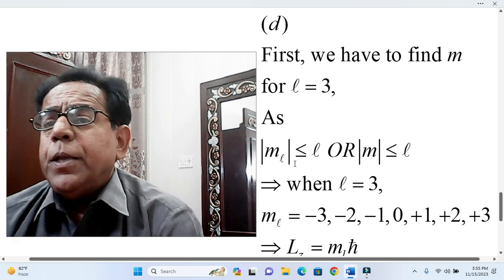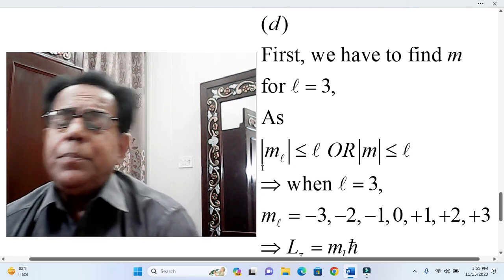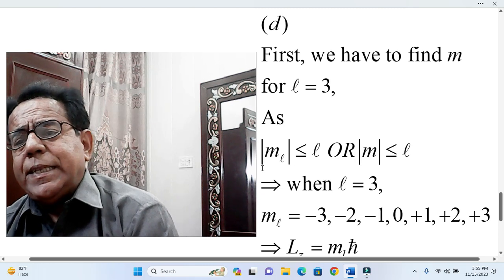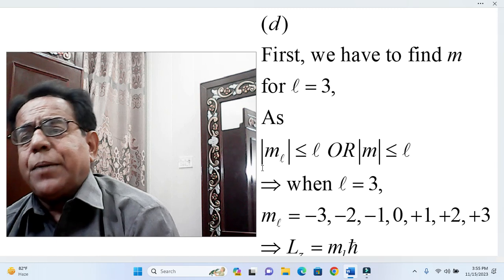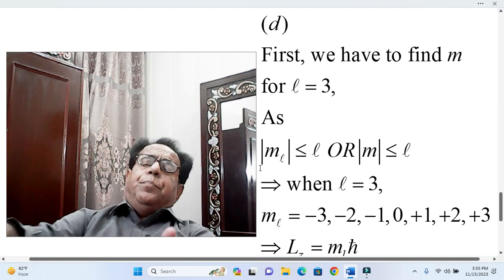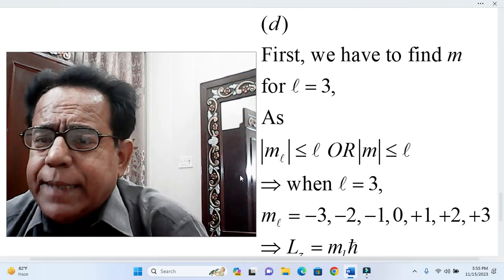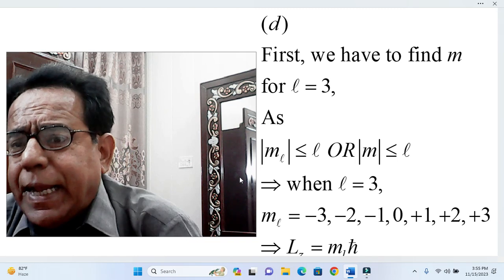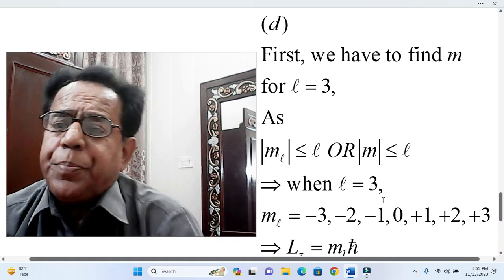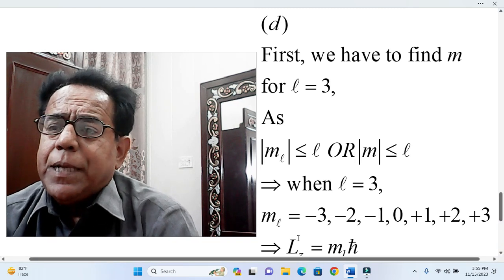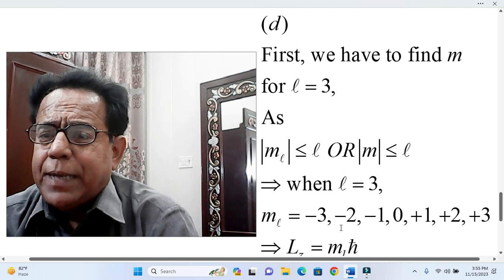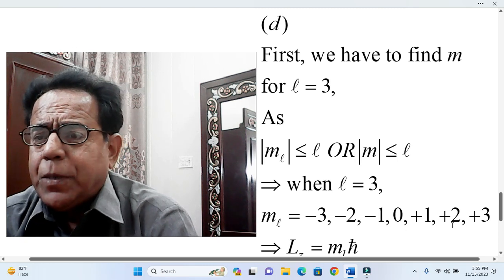So the magnitude of M is equal to or less than L. This implies that when L is equal to 3, ML becomes equal to minus 3, minus 2, minus 1, 0, plus 1, plus 2, plus 3.